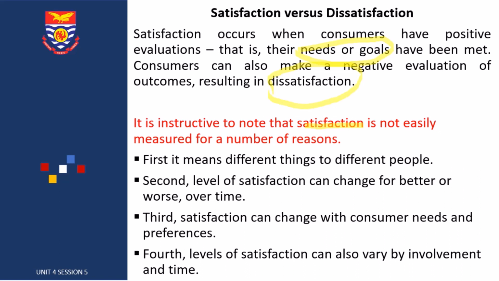First, it means different things to different people. Satisfaction to somebody may be different from satisfaction to somebody else, and that is why it is not easy to measure. Again, the level of satisfaction can change for better or worse over time. Satisfaction can change with consumer needs and preferences. And lastly, the level of satisfaction can also vary by involvement and time.